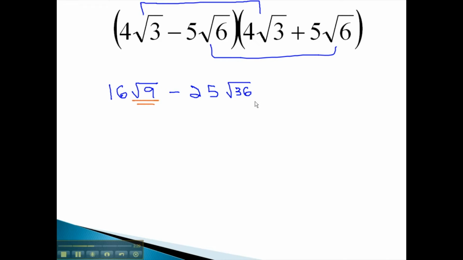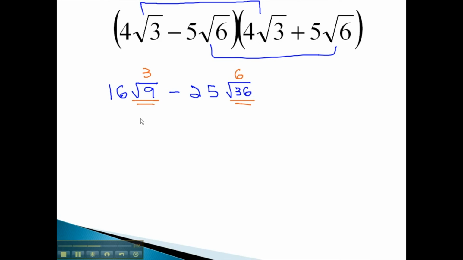Again, we can take the square roots of both the 9 and the 36. The square root of 9 is 3, and the square root of 36 is 6. Again, we could have found those using the prime factorizations as well. 9 is 3 squared, and 36 is 2 squared times 3 squared. Pulling those out and multiplying would still give us the 2 times the 3 and the 6.